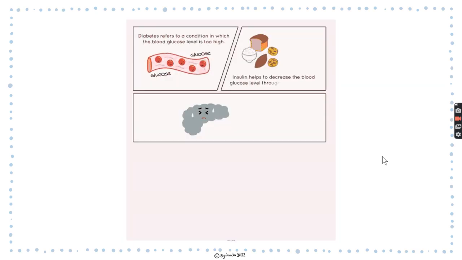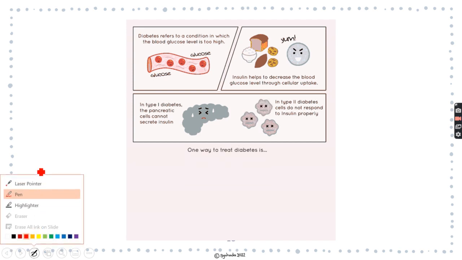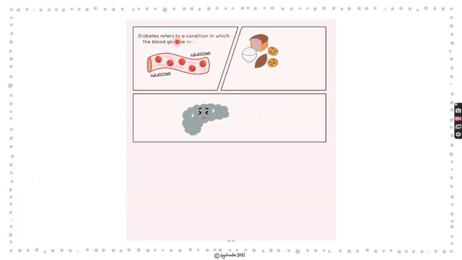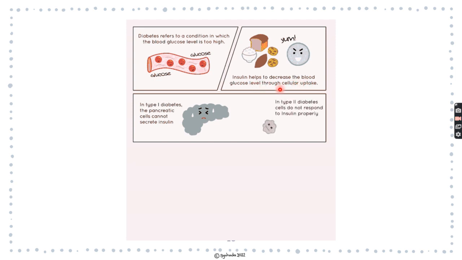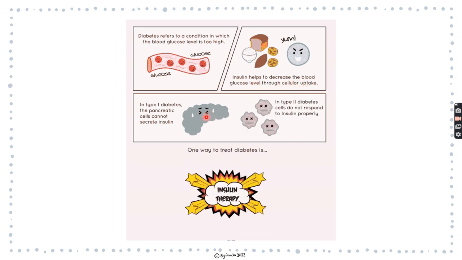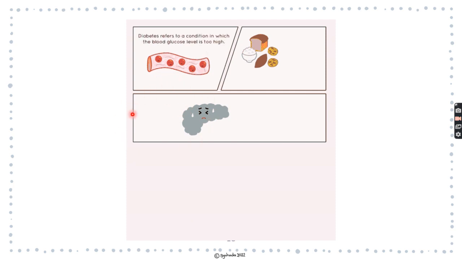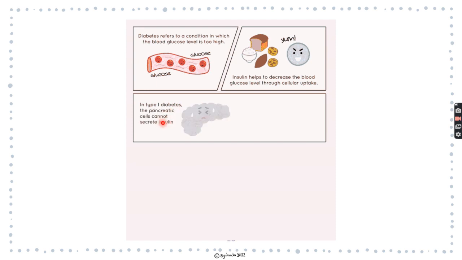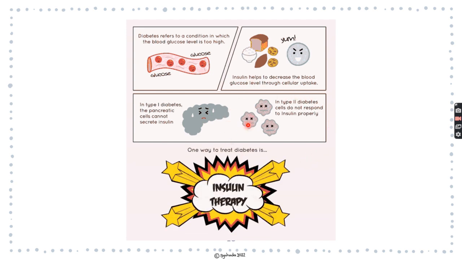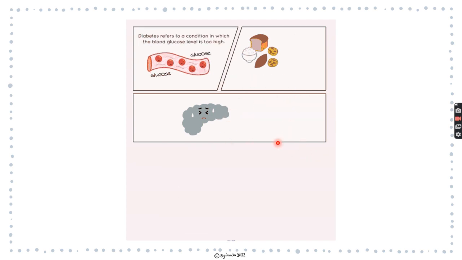So this is just a cute GIF that I found on the internet. And diabetes refers to a condition in which the blood glucose level is too high. That is correct. And insulin helps to decrease the blood glucose level through cellular uptake. There are two types. The first type is the pancreatic cells do not secrete insulin, or not enough. And type 2 is that the cells do not respond to insulin much.